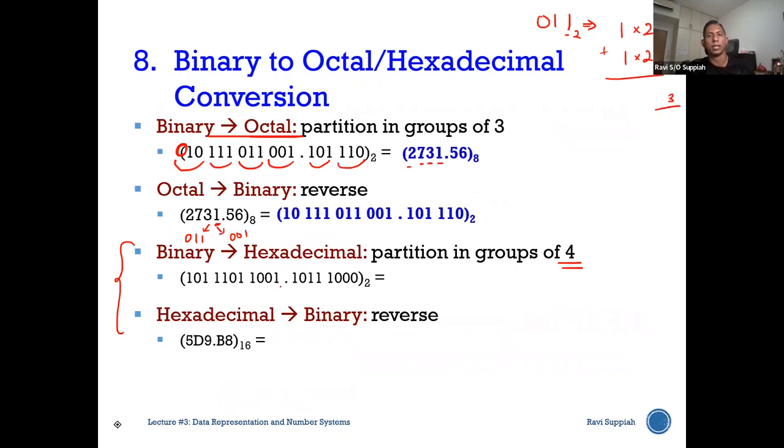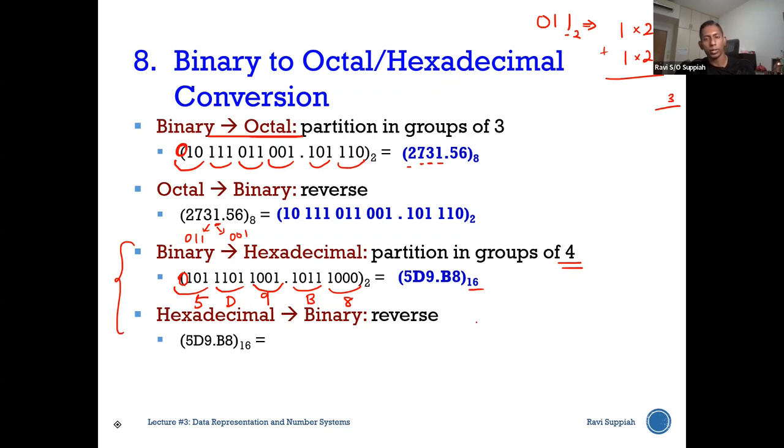All I need to do is take the binary, from the decimal point, and group it into groups of four. If the last one isn't a group of four, you just add zeros in front, and similarly you do the same to the right. Then each group of four you translate to its actual value. So 1001 is 9, 1101 is D, 0101 is 5, 1011 is B, and 1000 is 8. So you can straight away translate and write it as base 16.